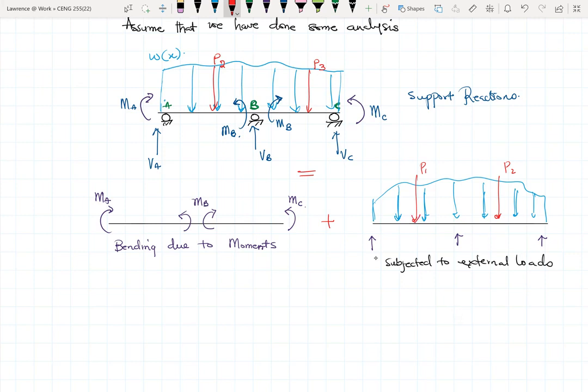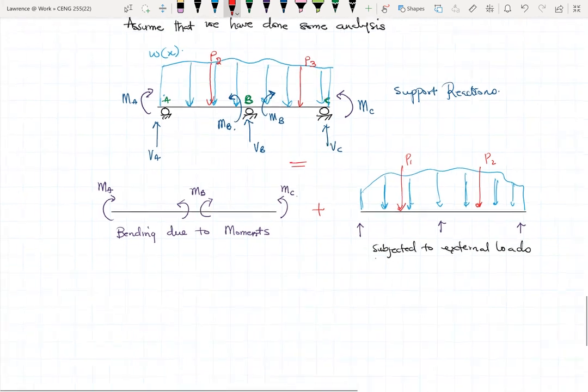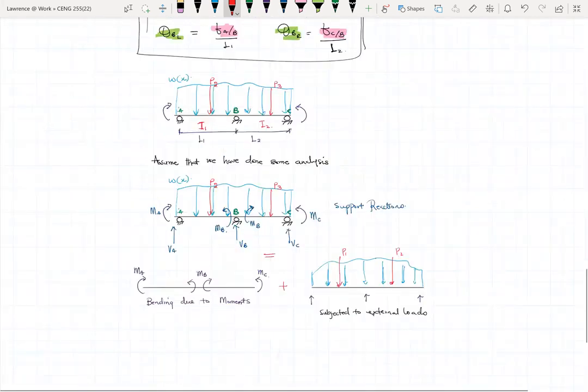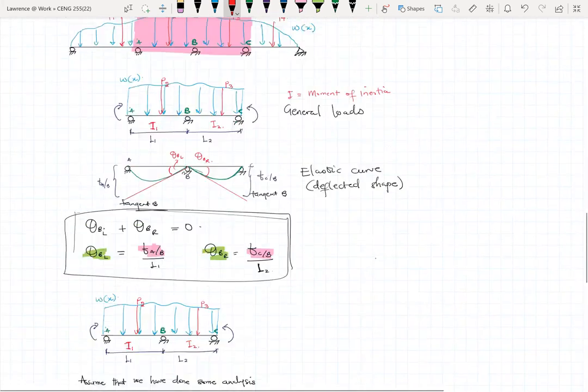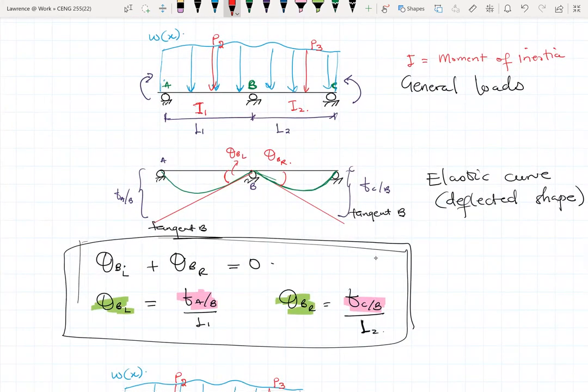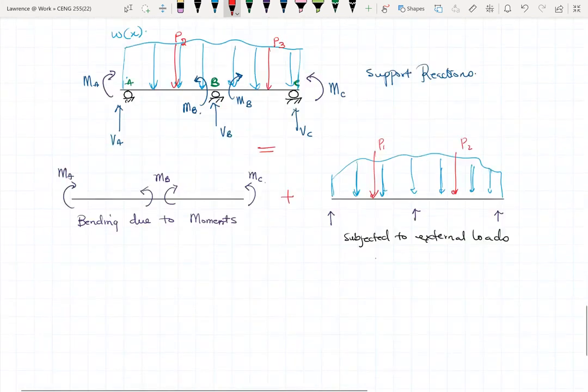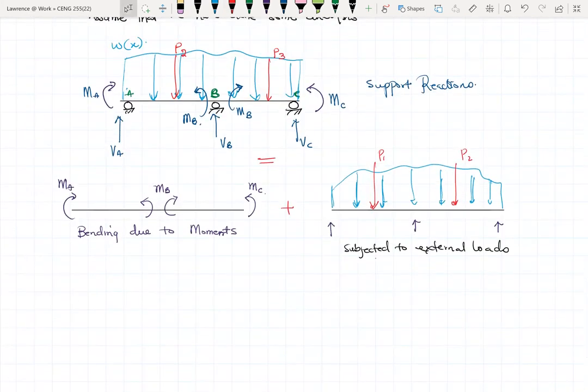So what it simply means is that this bending, or the elastic curve, will have two parts: one for the case due to moment and one for the case due to external loads. All right.